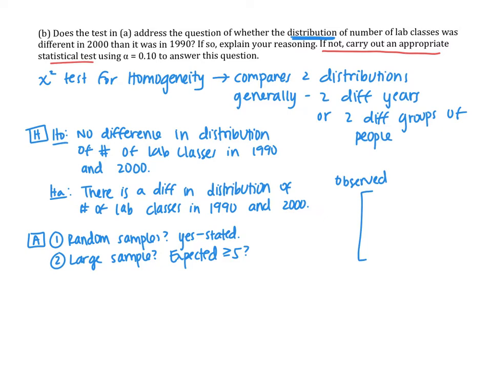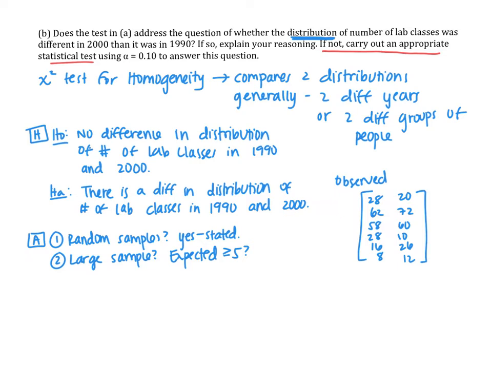I'm going to put the 1990 in one column. So that's 28, 62, 58, 28, 16, and 8. So those are all the observed values from 1990 that I just copied down. From 2000, it's 20, 72, 60, 10, 26, and 12. So those are the observed values.